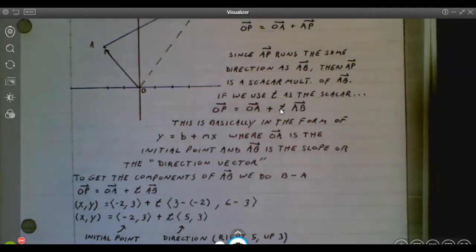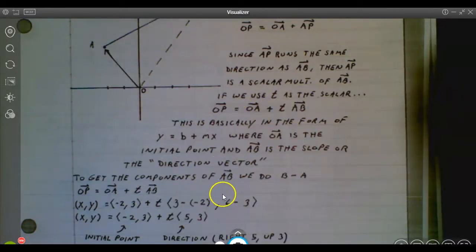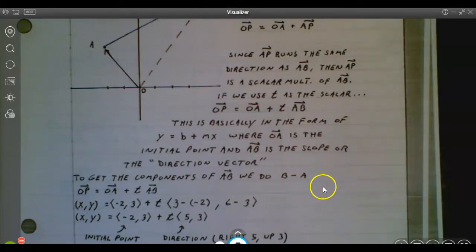So again, I hope that makes sense, but if you can link it to y equals mx plus b, which is really all we're doing, but in terms of a vector, hopefully that makes sense. So do recognize this AB as the direction vector, right? It's the slope or the direction that we're traveling. This is the starting point. So anyway, to get the components of AB, we're looking at the terminal point minus the initial point, right?